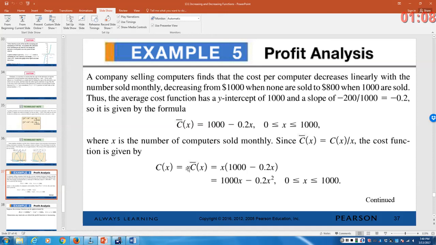That means the cost function is given by multiplying, instead of dividing, x times the average cost. So if we multiply x computers times the cost per computer, that's basically what we're doing here. The average cost is cost per computer. And if we have x computers, then x times the average cost will give us the cost function. And our cost function then is 1,000x minus 0.2x squared, still keeping to the domain restriction of 0 to 1,000.